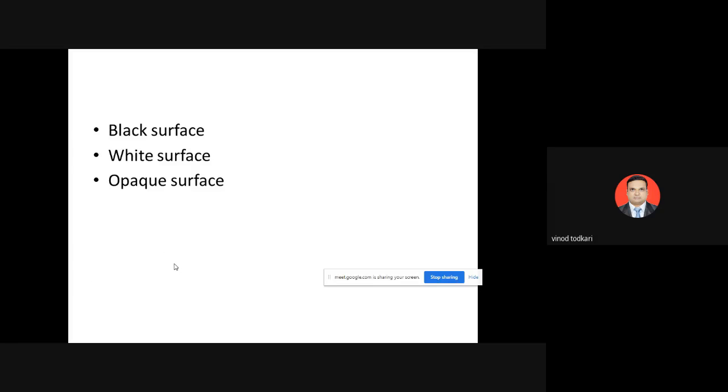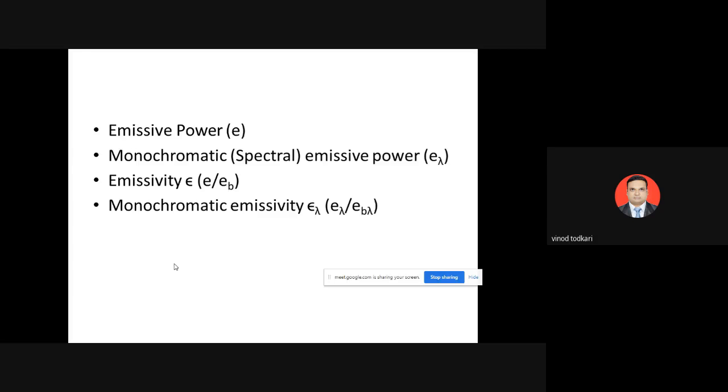So already we have discussed this black surface, white surface and opaque surface. Now, already you have seen these four definitions. We'll just have a revision of these definitions. Maybe in 11th standard, you might have seen these definitions.